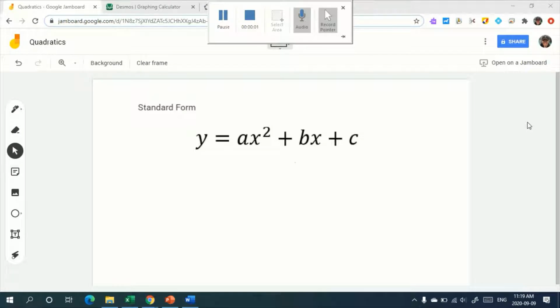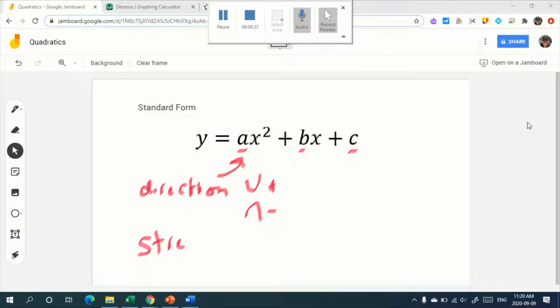Starting with the standard form, we have y equals ax squared plus bx plus c. Remember that a, b, and c are just coefficients, they are numbers. But the a can tell us not only the direction, that's whether it goes up or down. Remember that up is positive. If it goes down, it's negative. It also tells us the stretch. So the higher the number, the skinnier this parabola will be. The closer to zero this number is, the wider the parabola will be.